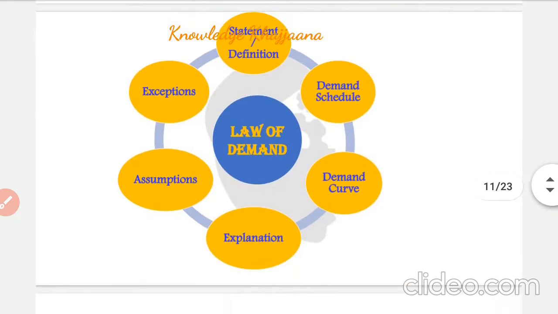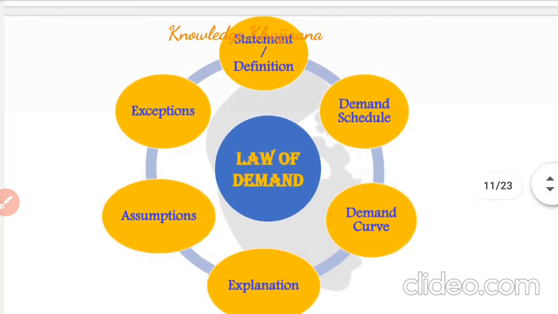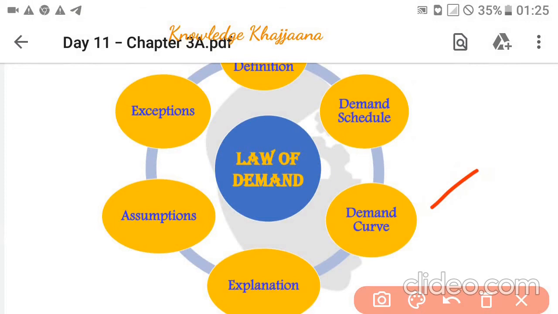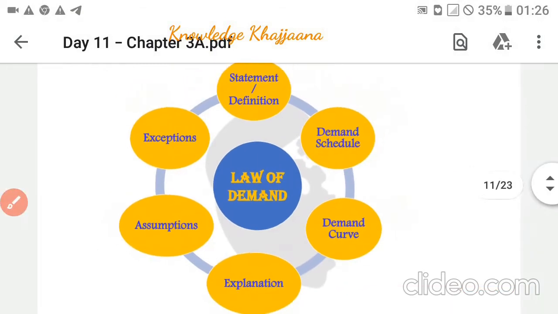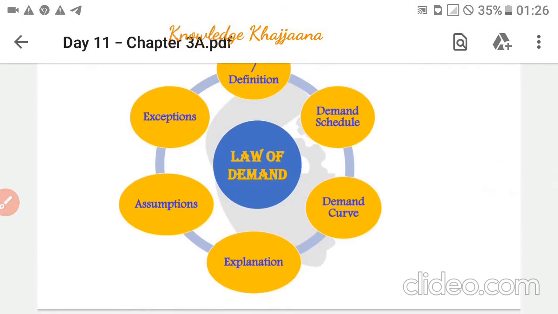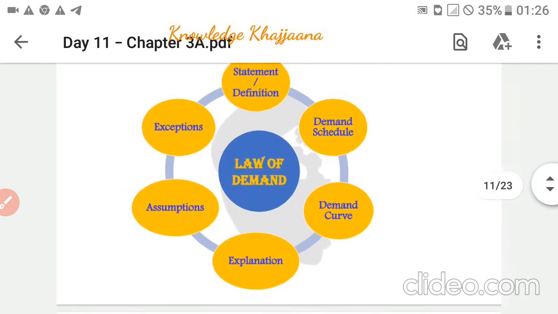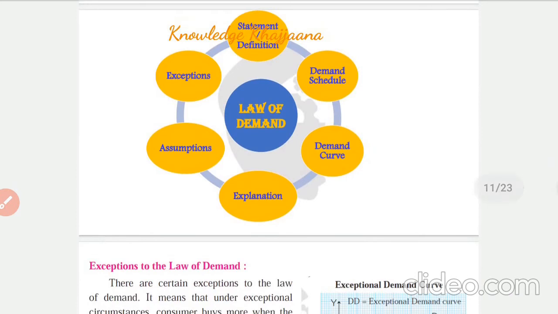While learning any concept in economics, it should be learned step by step. That is, starting from statement, then definition, then demand schedule, then demand curve, then explanation and assumptions, and now we have come across exceptions to the law of demand. All these steps we have completed, and now we have come to the end, that is exceptions to the law of demand. While learning any law, some assumptions are taken, like some variables are considered to be constant, and then only it can be established. Now what is meant by exceptions?